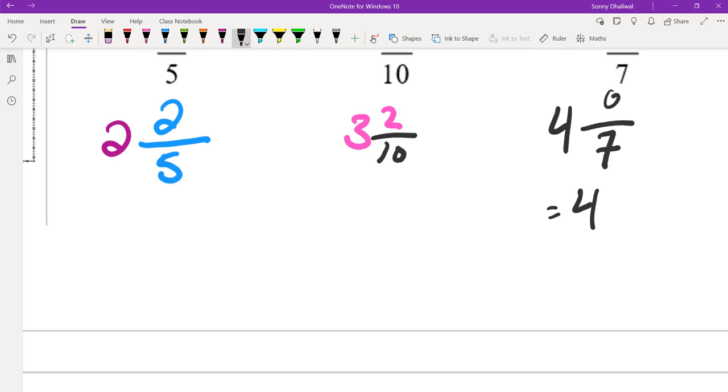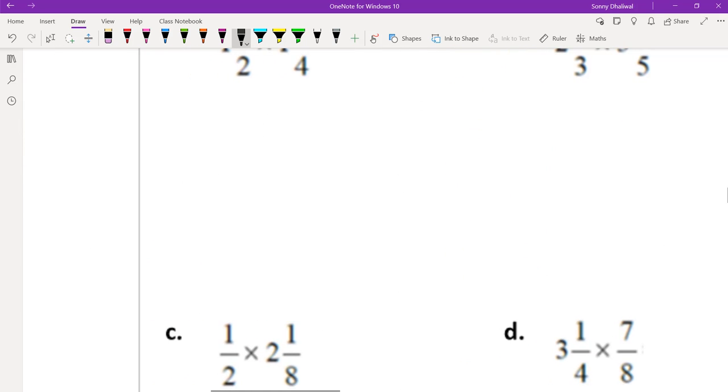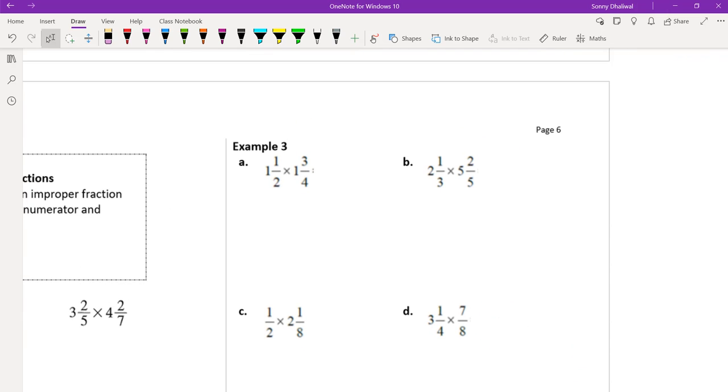So we'll stop right there. We've got another 4 or 5 minutes before the bell goes. And next day we'll look at how we multiply mixed fractions. Now you may go.